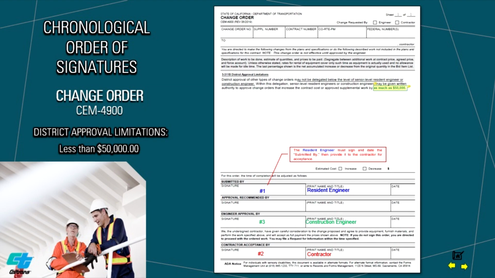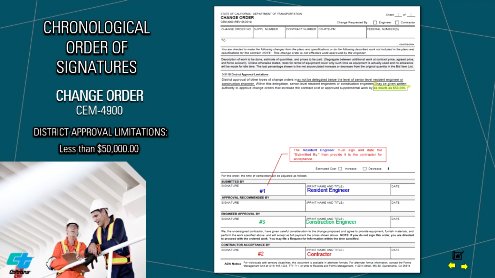Chronological order of signatures on CEM 4900, or the change order. Recently, HQ had a new procedure regarding signatures. We will discuss the chronological order of signatures per HQ's requirement for both district-approved change orders and HQ-approved change orders.